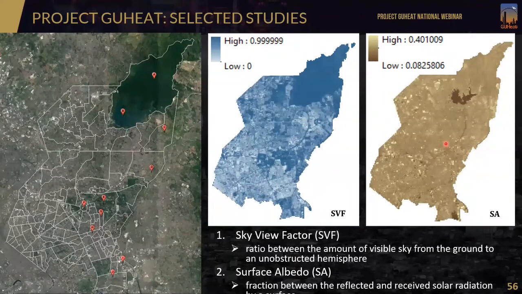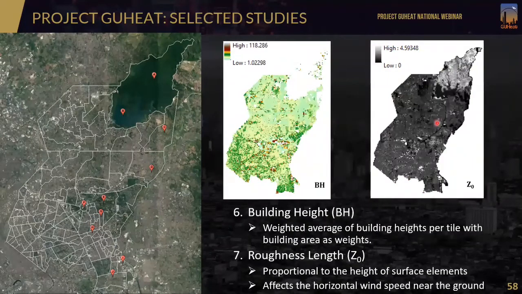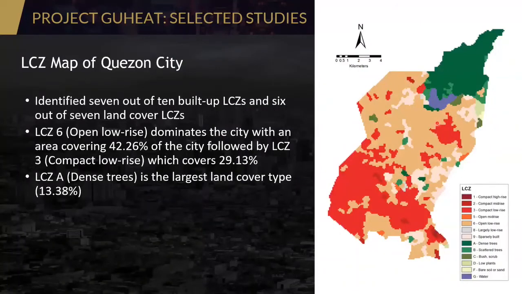If we look again at Quezon City and examine the different elements: the sky view factor, how open a particular area is to receive solar radiation; the surface albedo, how much energy it can reflect away or absorb; the building surface fraction and the pervious surface fraction, which are essentially the vegetation areas; and also the building heights, as well as the roughness level of these different areas within, say, around 500 meters or so, the neighborhood effects, we can produce what we call these local climate zones.